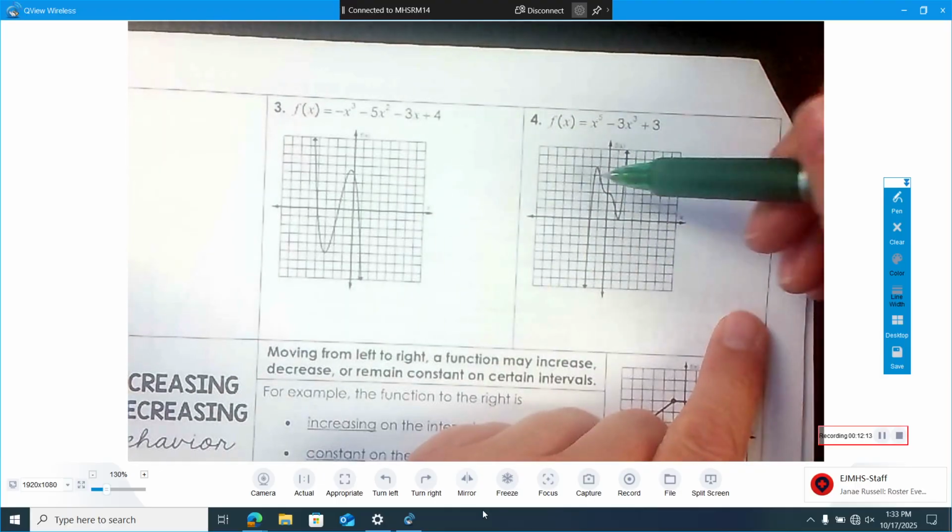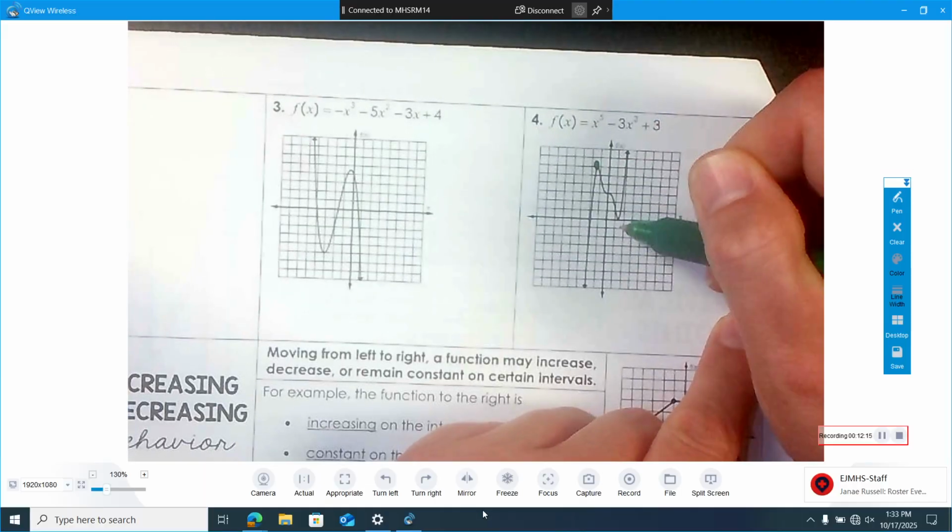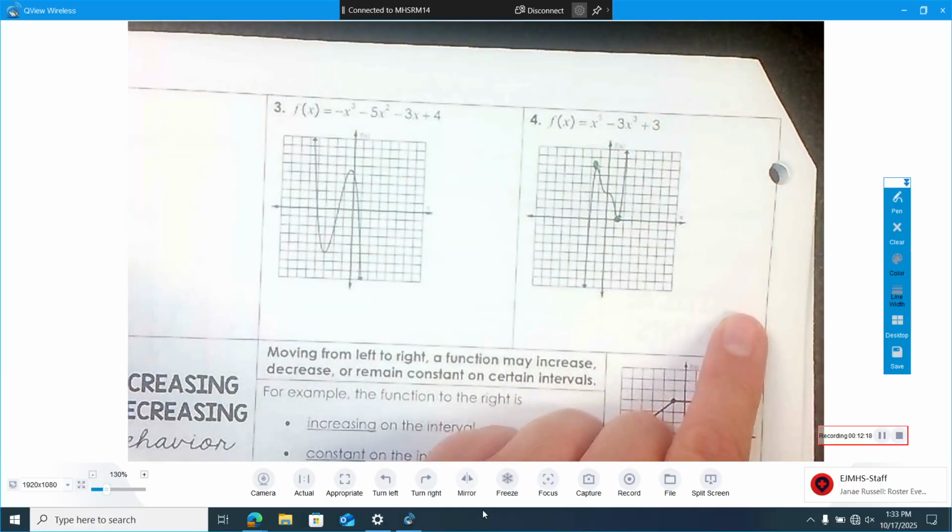We have a relative maximum right here and a relative minimum. Easy to identify. Super easy, right? Is there anything else going on? Any other critical points?